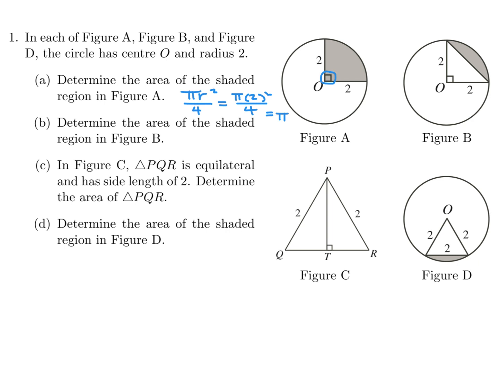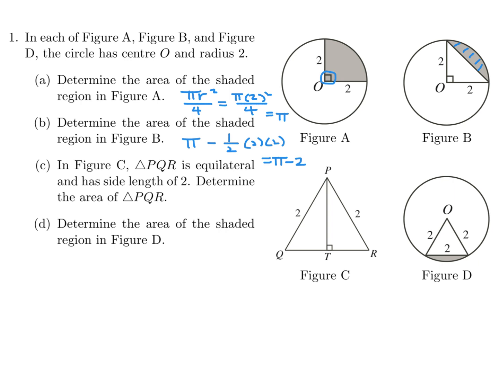Determine the area of the shaded region in figure B. Okay, so now this time they want this little cap or whatever you want to call it. So that's going to be what I just figured out, which was pi, the quarter circle, minus the area of that triangle, which is 1/2 base times height, where the base is 2 and the height is 2. And that looks to me like pi minus 2.